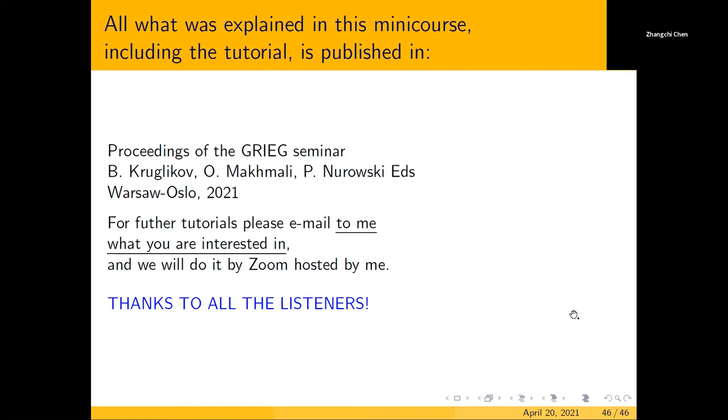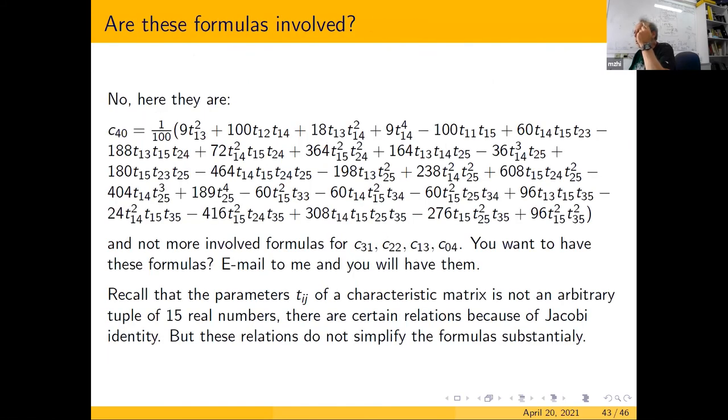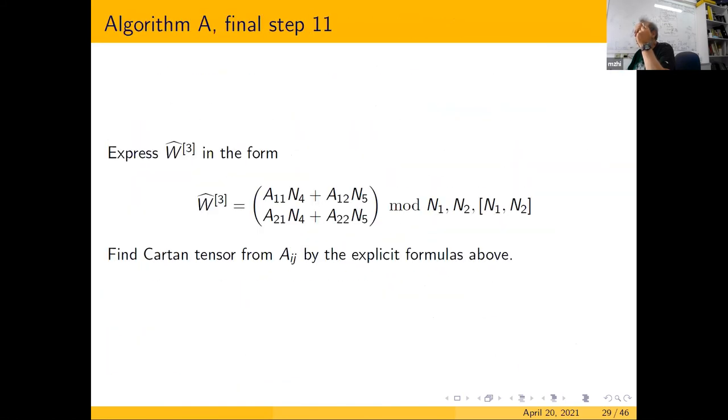Yeah, I have two little questions. Yeah, sure. So the first one is at page 29. So you mean the Cartan tensor comes from the degree three term? Yeah. So it is the quasi homogeneous part of degree three, which means that A, I, J are quasi homogeneous functions of degree six, because N4 and N5 have degree minus three.